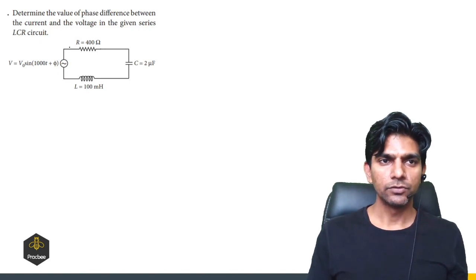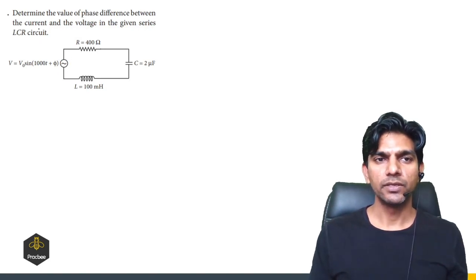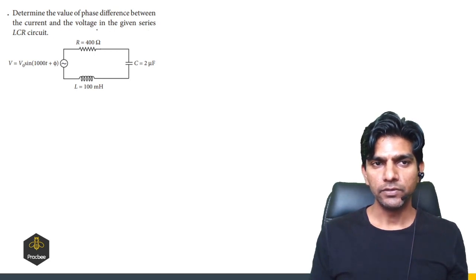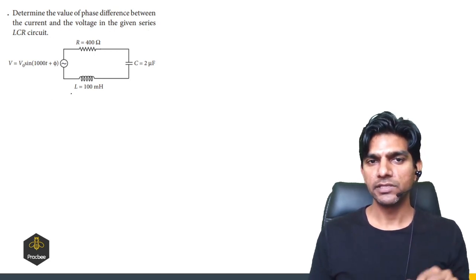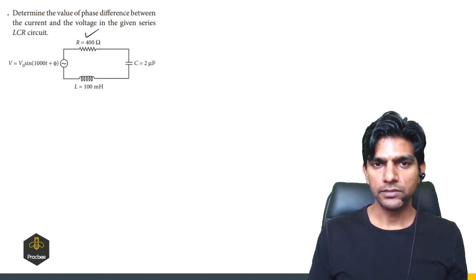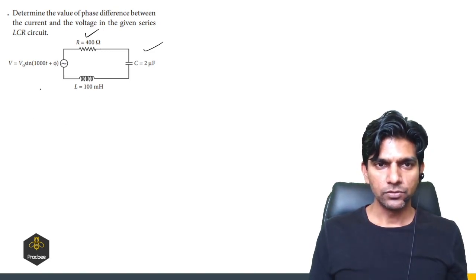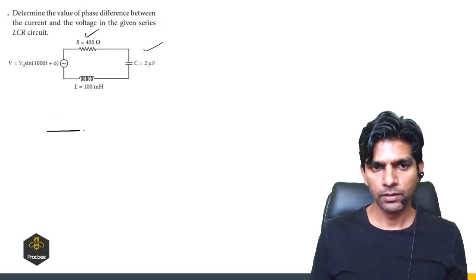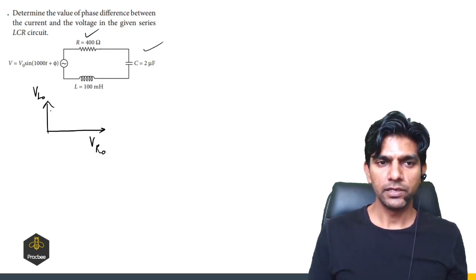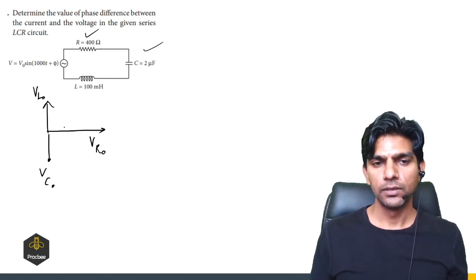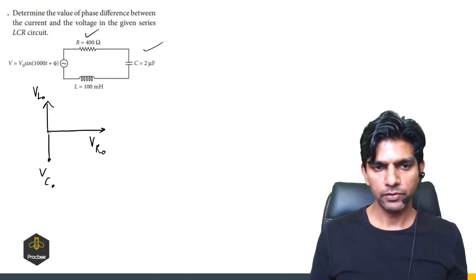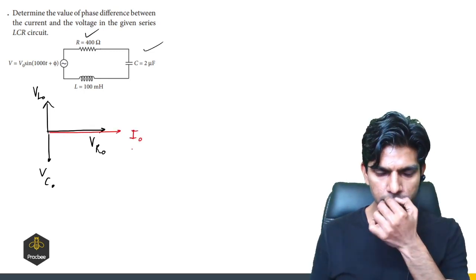Right, now let us see another question. Determine the value of the phase difference between the current and the voltage in the given series circuit. So we have to find the phase difference. It is an LCR circuit, and resistance is given, capacitance is given, inductance is also given. Right, so now let us draw. Let us say this is VR naught, this is VL naught, and this is VC naught, and the peak current will be in this direction. Let us say this is I naught.